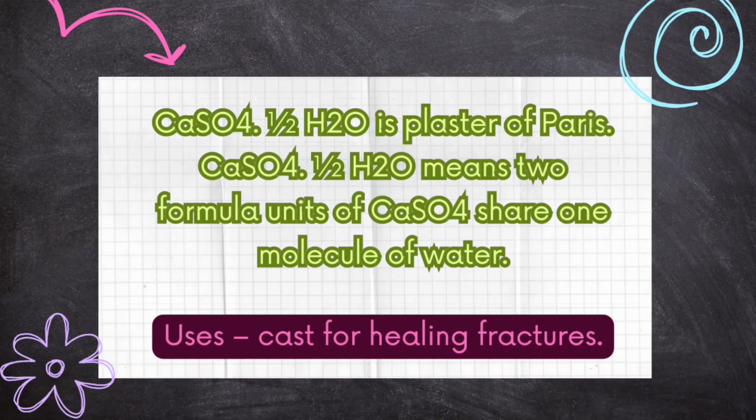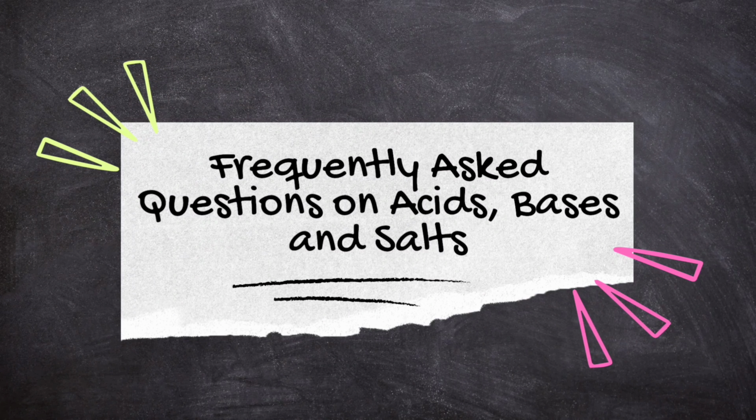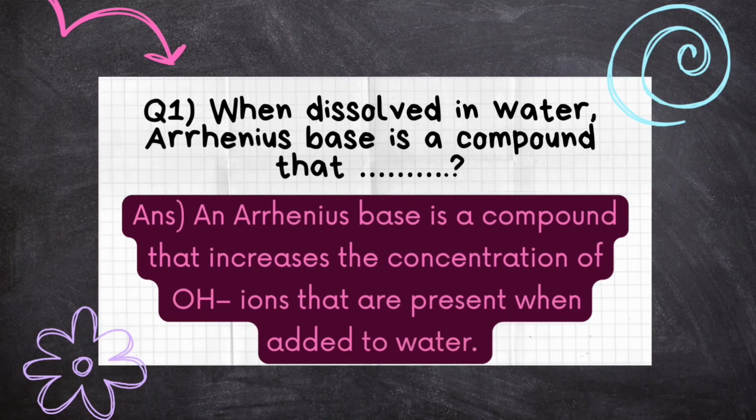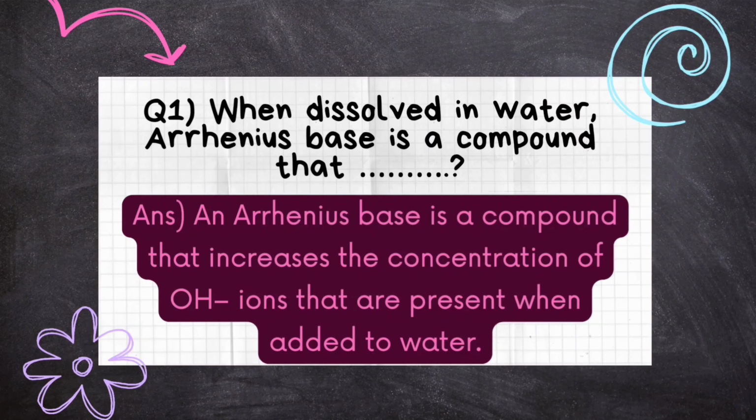Frequently asked questions on acids, bases and salts. Q1. When dissolved in water, an Arrhenius base is a compound that increases the concentration of OH- ions that are present when added to water.